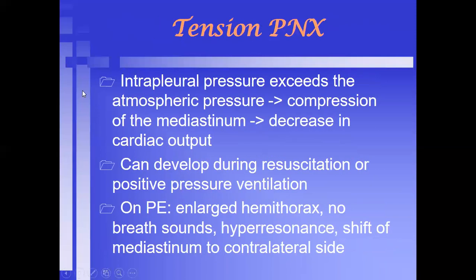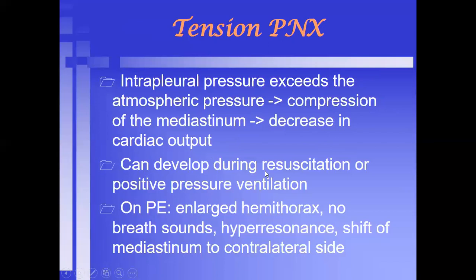Okay. So next you have your tension pneumothorax. So in tension pneumothorax, the pressure inside the pleural space actually exceeds the atmospheric pressure. So you have a very high pressure in your pleural space, and this leads to compression of your mediastinum and eventually a decrease in the patient's cardiac output.